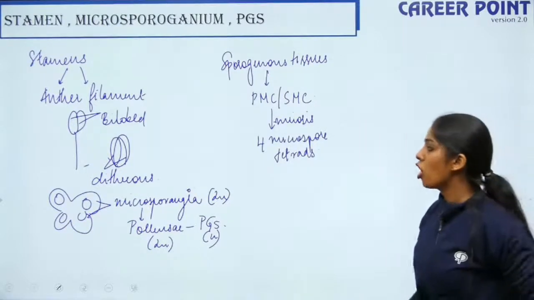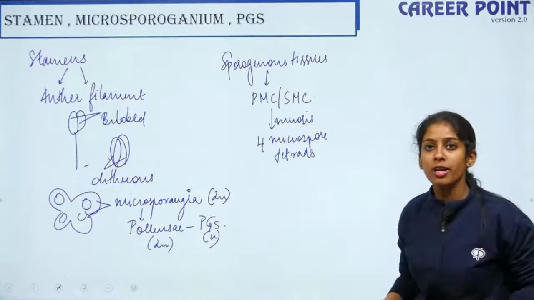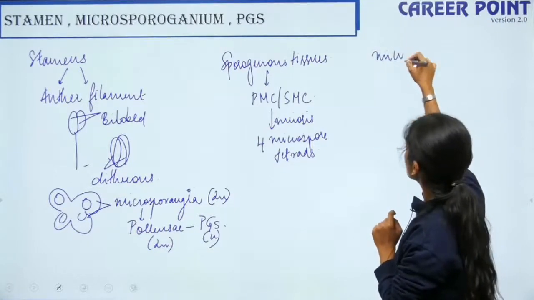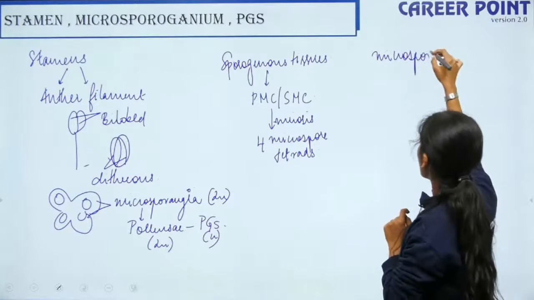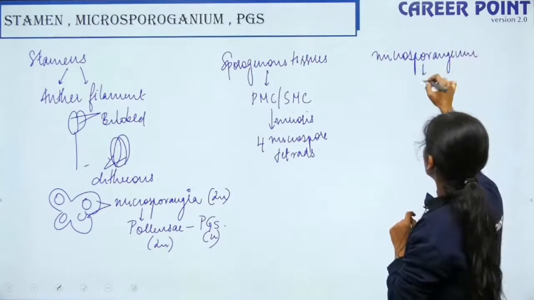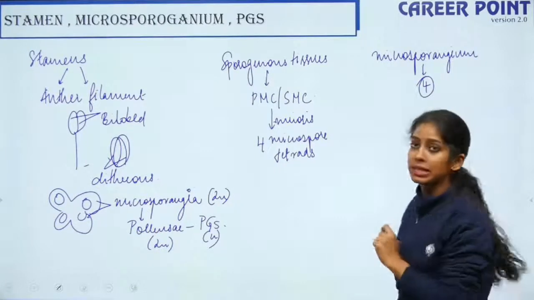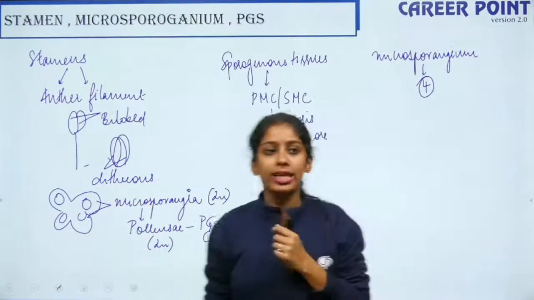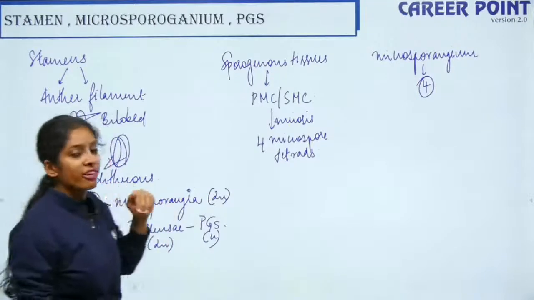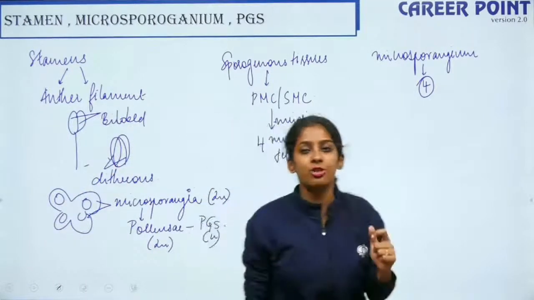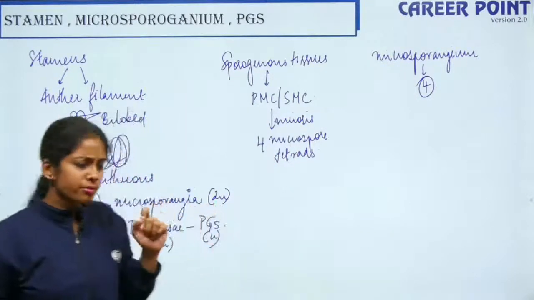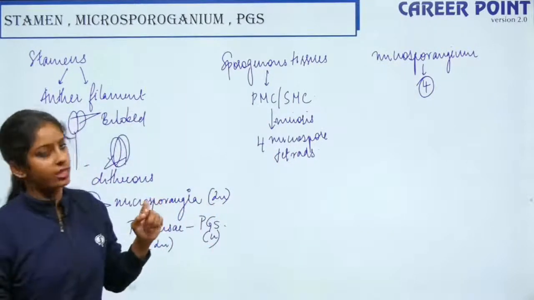So before that, the wall of the microsporangia is known as microsporangium. So microsporangium is also diploid and it has 4 layers. So what are the 4 layers? Epidermis, endothecium, middle layer and tapetum. The first 3 layers have the same function of giving protection and causing the dehiscence of anther. Sorry, dehiscence of pollen grains from the anther.